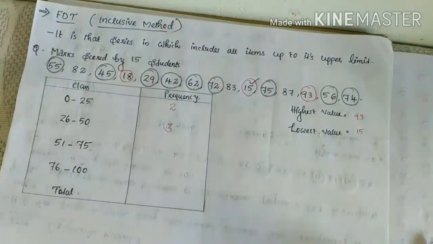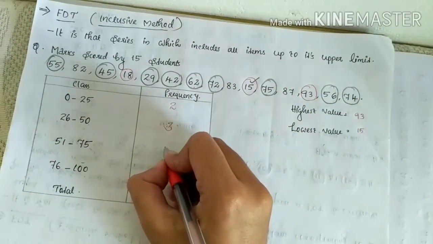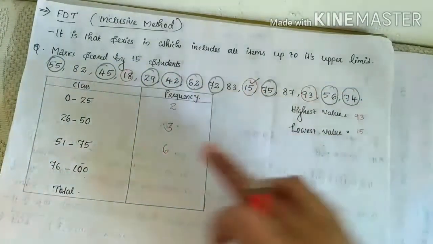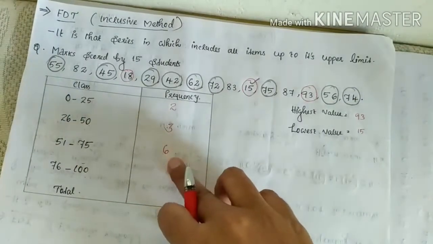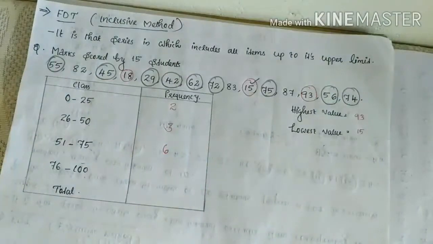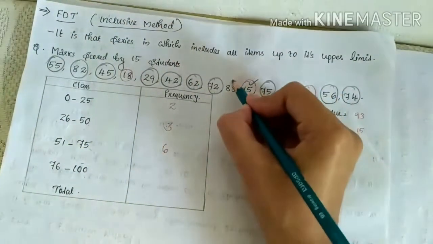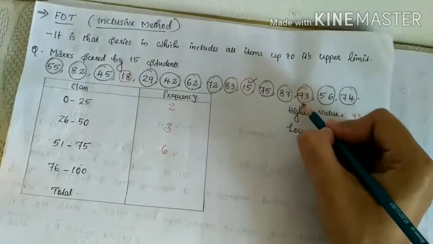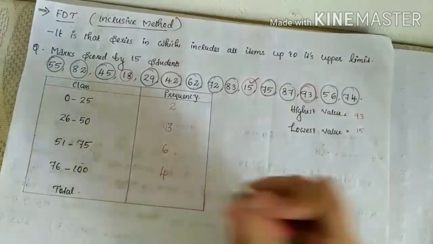So the total item is 6. 1, 2, 3, 4, 5, 6. So the total of the items included in the class of 51 to 75 is 6. So the frequency is 6. And the class of 76 to 100, the items are 82 and 83, 87 and 93. So the total of the items is 4. So the frequency is 4.